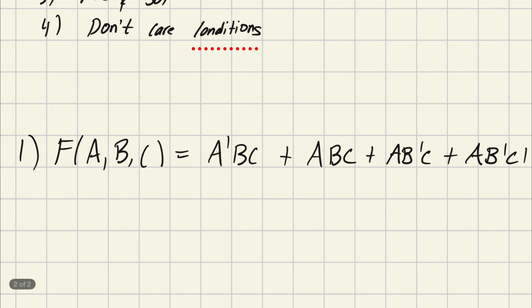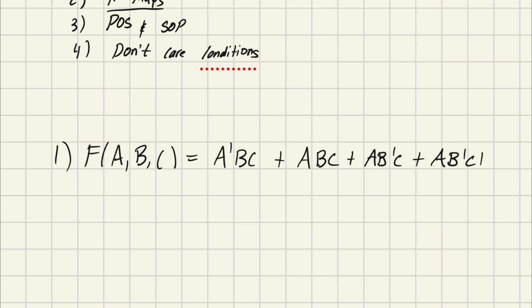Say we have a function f that's given by three variables that is equivalent to these four terms: A naught BC plus ABC plus AB naught C plus AB naught C naught. Now the way to simplify this would be first to factor out the common terms. So immediately here I see that BC is common over there, and AB naught is common over there. So let's go ahead and factor those out.